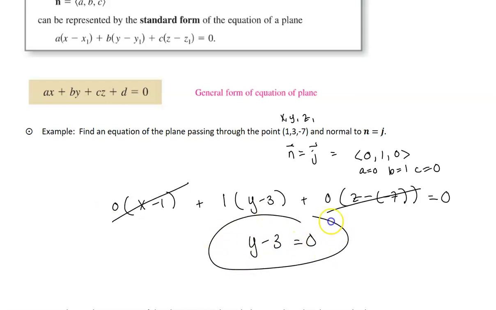And this is the general form of the equation of the plane. That's a perfectly valid answer, and if they say general form, that's what they want. There's nothing wrong with writing this as y equals 3. Just keep in mind this is considered the general form of the equation.